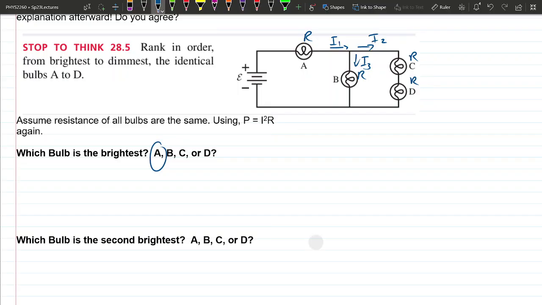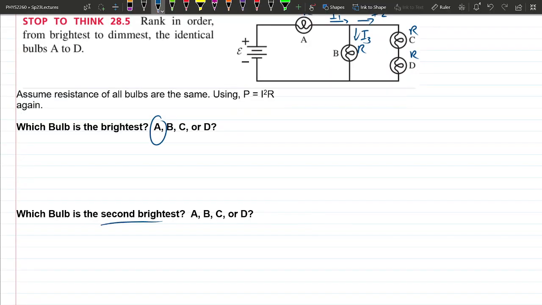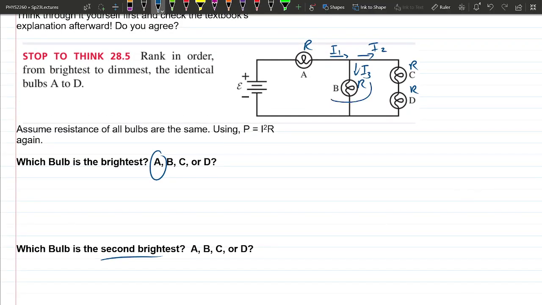Now the harder part. Which one's the second brightest light bulb? Is it B or C or D? This one's more complicated. We know it's not A because we picked A for the brightest already. How many of you think it's B? Fewer people, good. How many think it's C? What about D? So we got about 5, and then maybe 2 and 2 here.